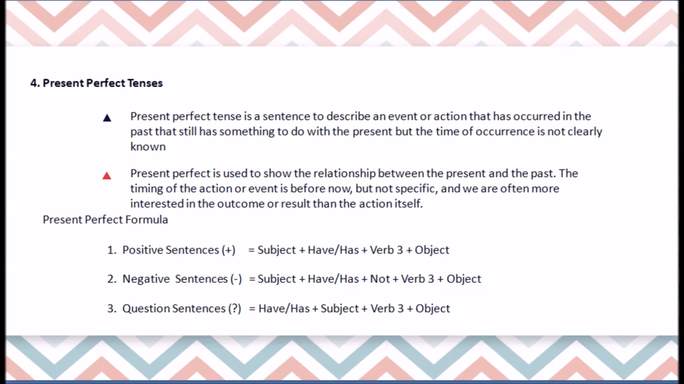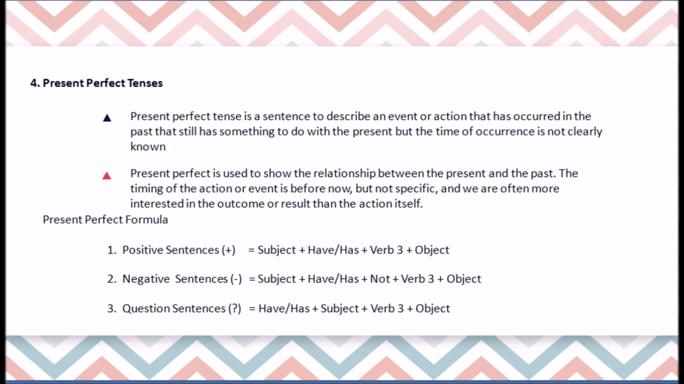Present perfect tense is used to describe an event or action that occurred in the past that still has something to do with the present, but the time of occurrence is not clearly stated. Present perfect is used to show the relationship between the present and the past. The timing of the action or event is before now, but not specific, and we are often more interested in the outcome or result than the action itself.